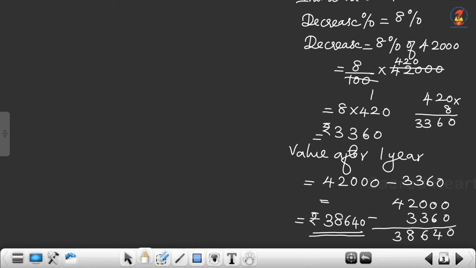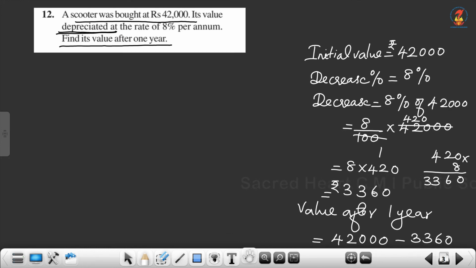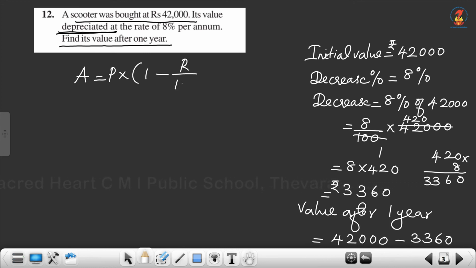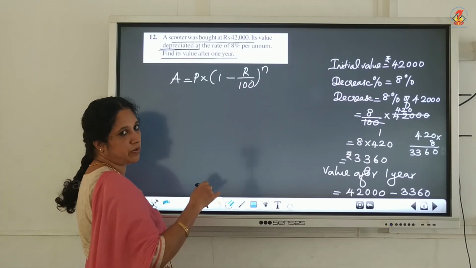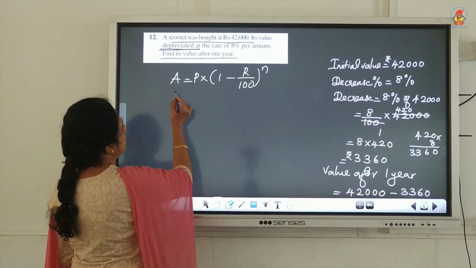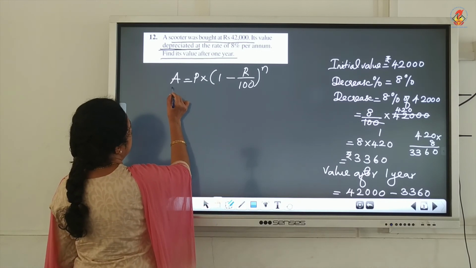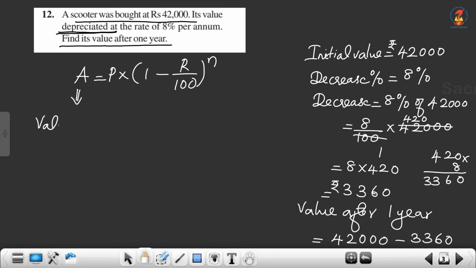Now using the formula, how can we find out the answer? Here we have to do using the formula. So look at that, here the depreciation occurs. So we can take the formula as A equal to P into 1 minus R by 100 whole raised to n, because of the depreciation. If the decrease occurs, the formula is changed into P into 1 minus R by 100 whole raised to n. Therefore, we have to find out the value after 1 year.